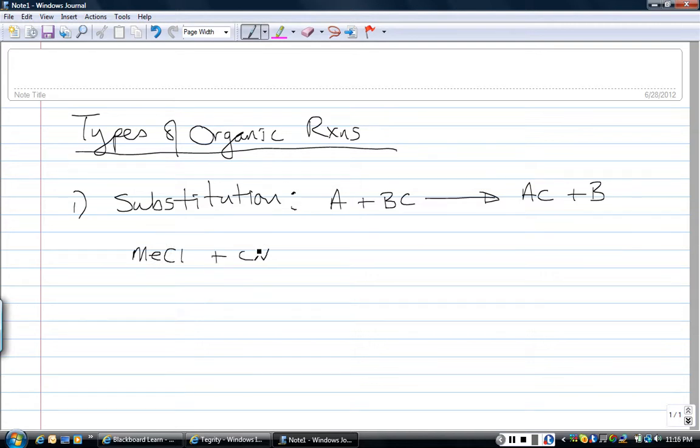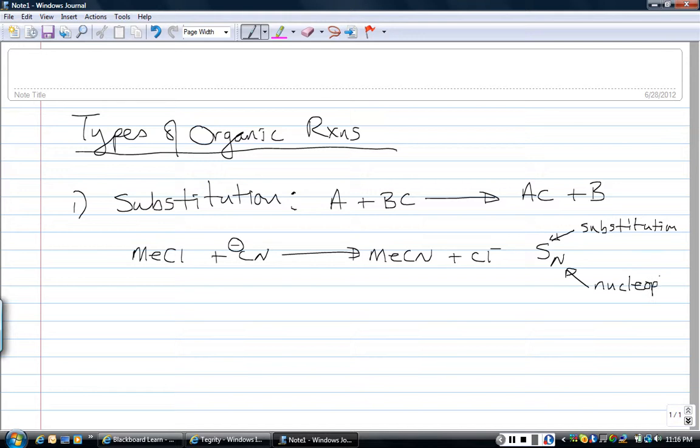monochloromethane plus cyanide, for example, would give rise to acetonitrile and chloride. And this reaction was called an SN reaction, which meant that it was substitutive. Right? This is a substitution reaction. And the subscript uppercase N meant that the initiating species was a nucleophile.